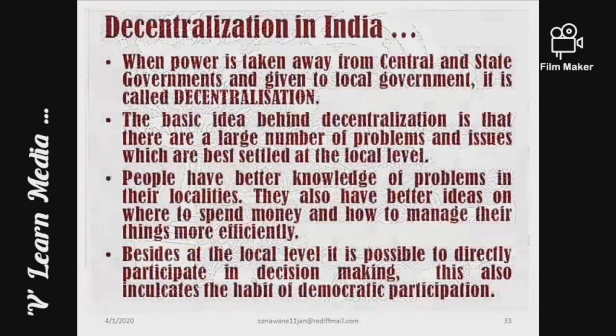Decentralization in India. When power is taken away from central and state governments and given to local government, it is called decentralization. The basic idea behind decentralization is that there are a large number of problems and issues which are best settled at the local level. People have better knowledge of problems in their localities. They also have better ideas on where to spend money and how to manage their things more efficiently. Besides, at the local level it is possible to directly participate in decision-making. This also inculcates the habit of democratic participation.